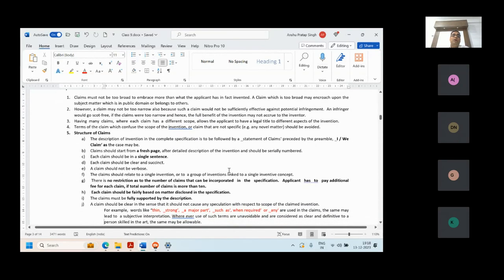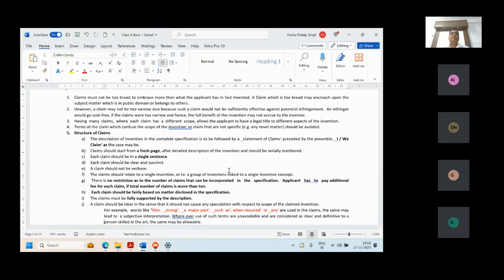Now comes this: claims must not be too broad to embrace more than what you have invented; you should not cover that in your claims. So it should not be too broad, but it should not be too narrow either, such that anyone can infringe it and your claim cannot protect your invention effectively. So that's it: too narrow and too broad. This is a difficulty in drafting a claim. Your understanding of broad and narrow is always with respect to the prior art. If there is a prior art existing, the claim should not be so broad that it covers the prior art. At the same time, it should not be so narrow that there is always scope for creating an alternate of your invention. That's how we try to bring the balance in the claim.